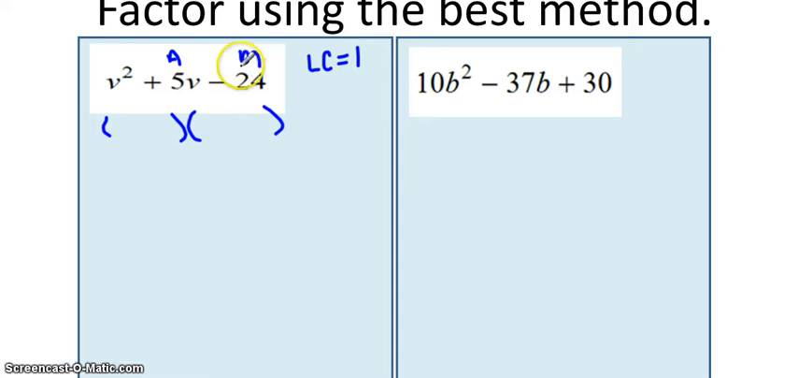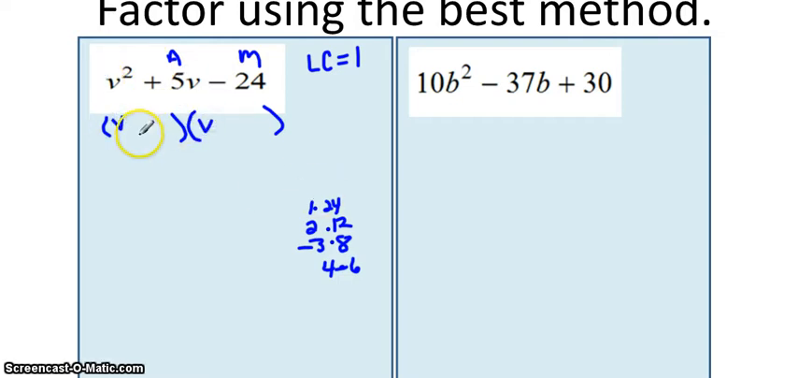So let's see, what two numbers can I multiply to give me negative 24? I could multiply 1 times 24, 2 times 12, 3 times 8, or 4 times 6. Since my product is negative, I know one of these factors needs to be negative. I want a sum of positive 5, so I'm going to make the smaller one negative. And you can see that a negative 3 times 8 gives me the product of negative 24 and the sum of positive 5. I also know that v squared factors into v times v.